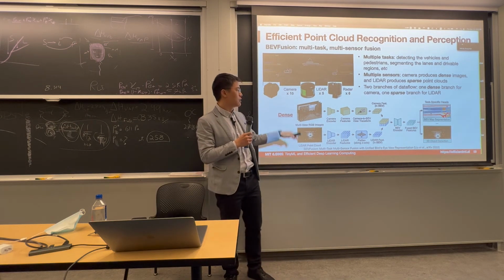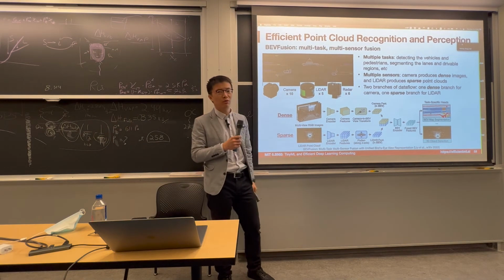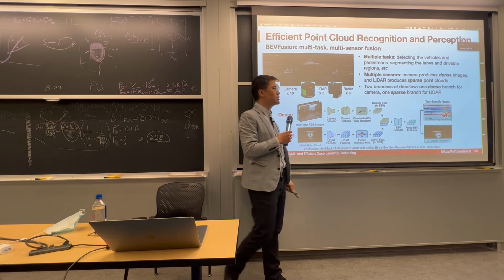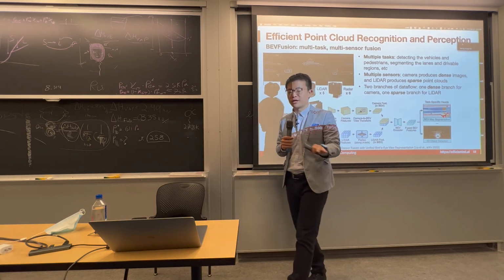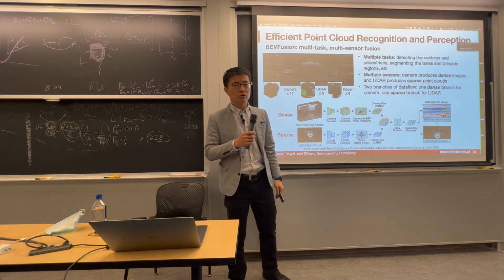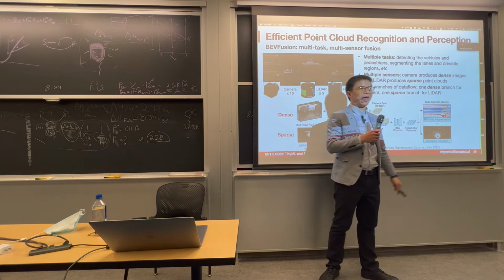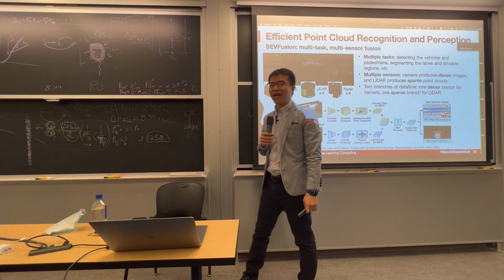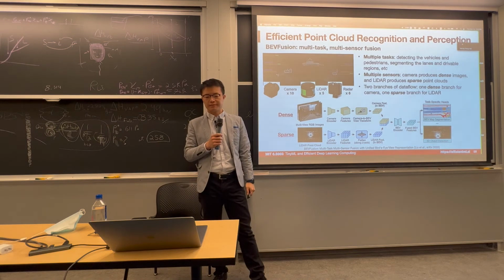Conventional methods either fuse the point to the image or fuse the image to the point. Okay, both of them lose information, and here we are actually choosing a third party, which is the BEV space, as the target place to fuse the two different branches. Okay, and for different tasks, we just use different heads to perform different tasks.